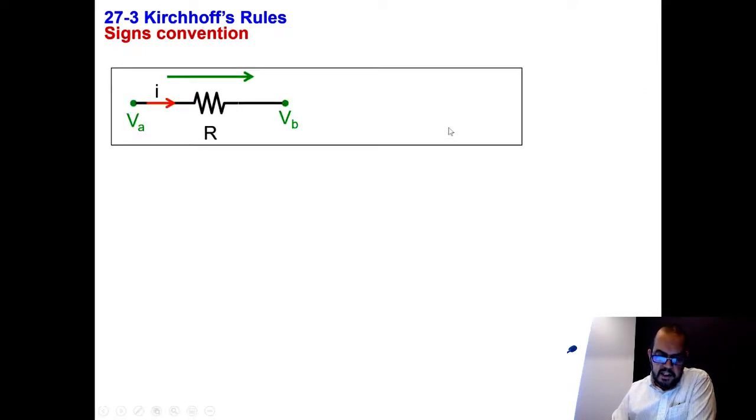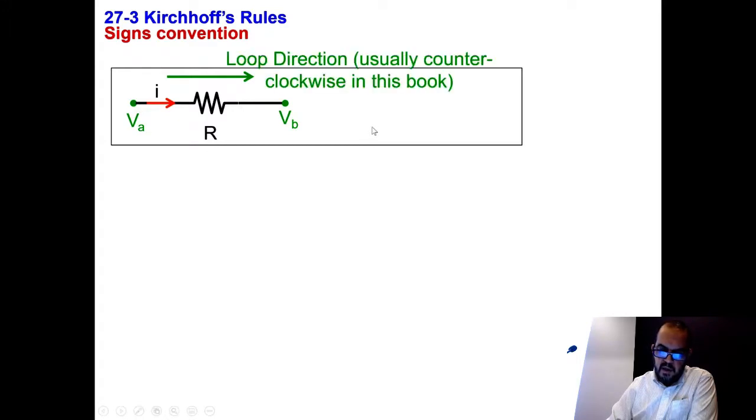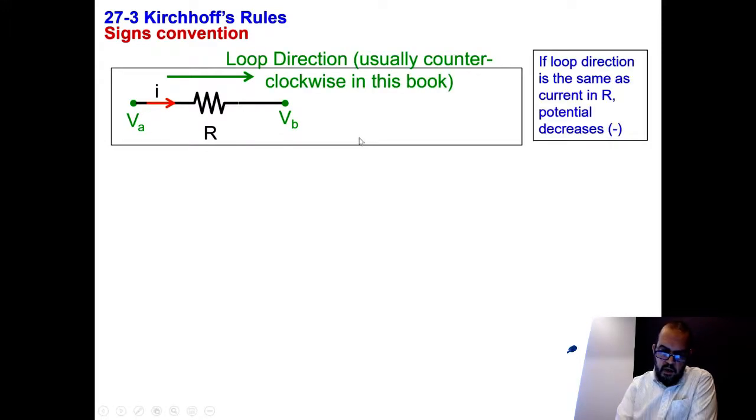There is a sign convention. If your loop direction goes in the same direction as the current through a resistor, the potential decreases from point A to point B. So in this case, this is the loop direction here, the green arrow. In this case, if the loop direction is the same as the current direction in the resistance, the potential decreases. So VA minus VB is minus IR.